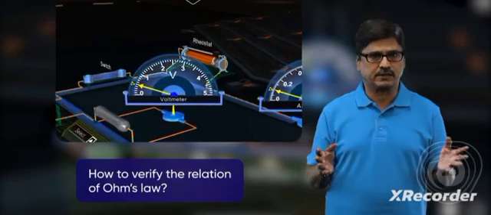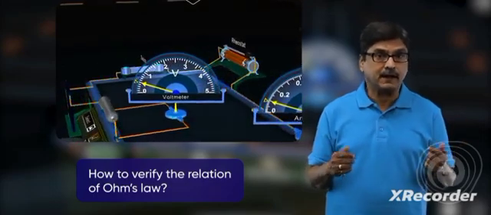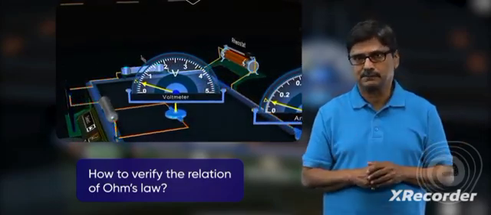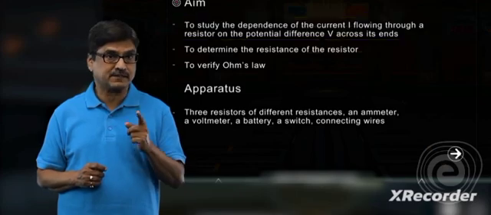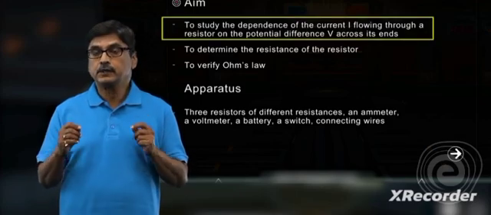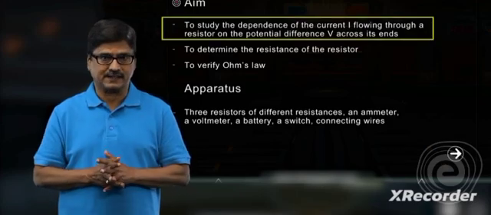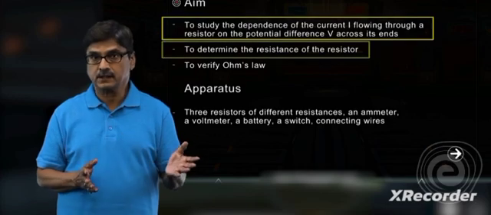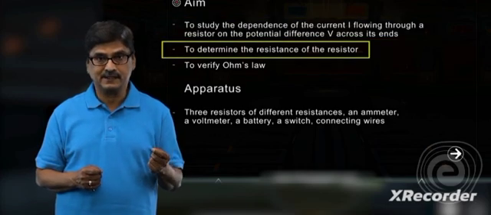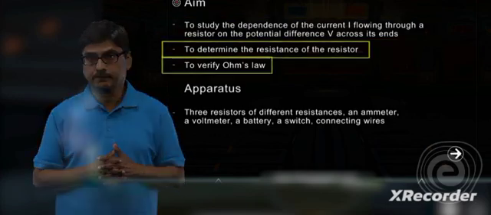Let us get into a simulation and perform an experiment to verify the relation of Ohm's law. Let us study the dependence of current I flowing through a resistor on the potential difference V across its ends. In this experiment, we will determine the resistance of a resistor and verify Ohm's law.